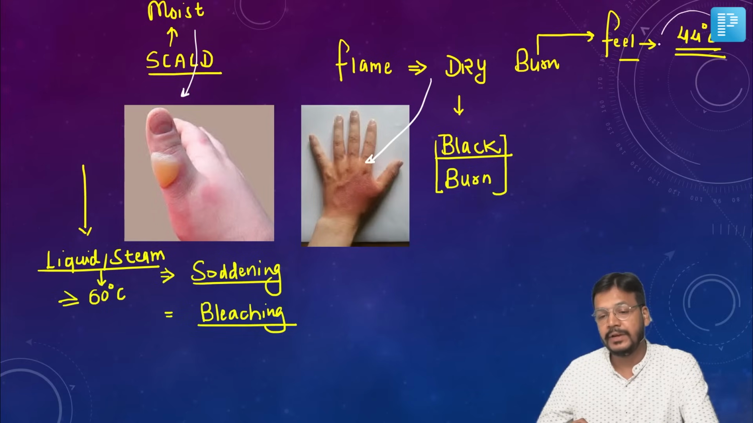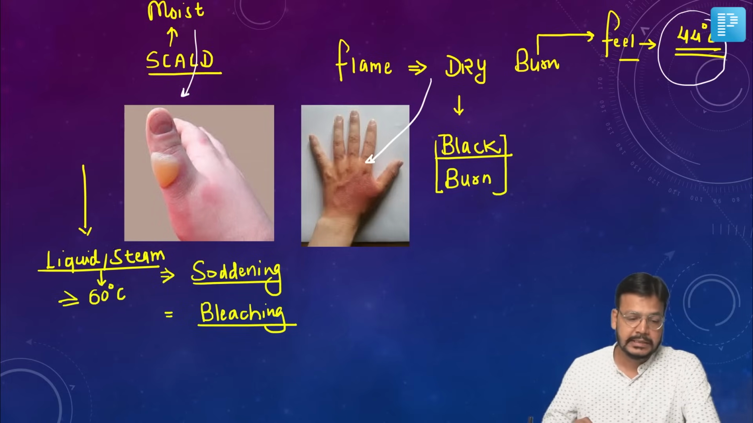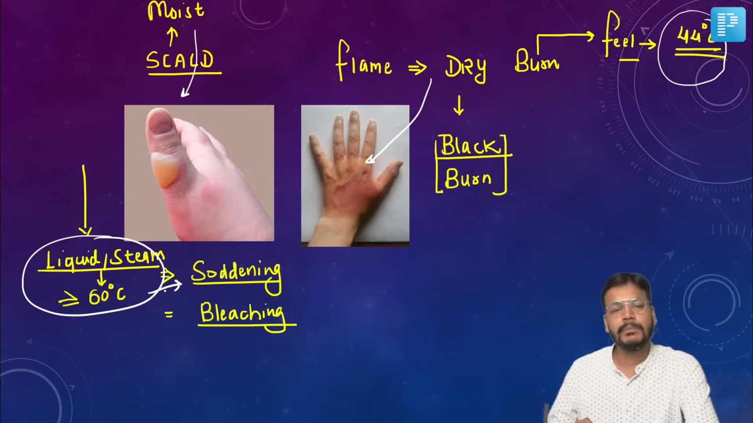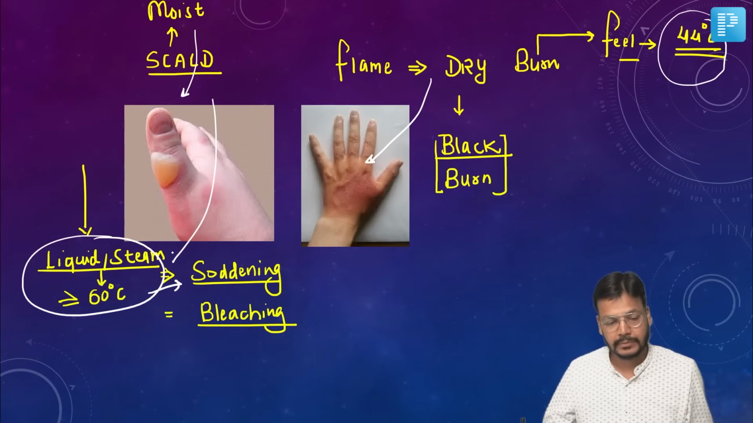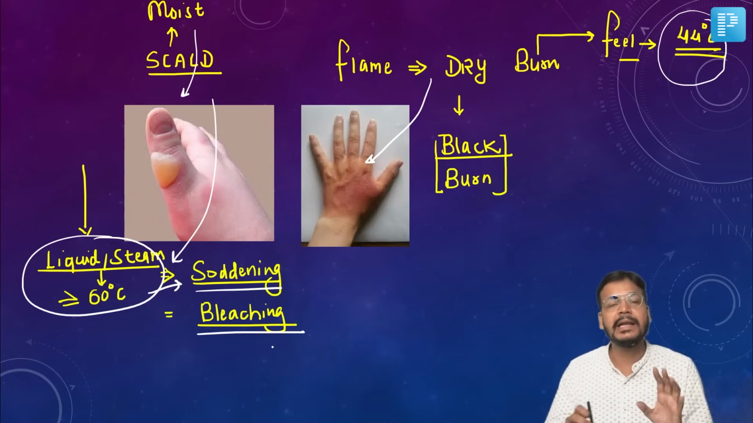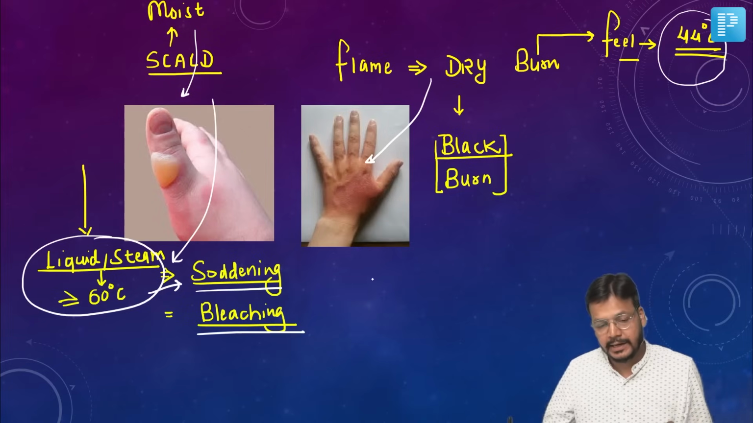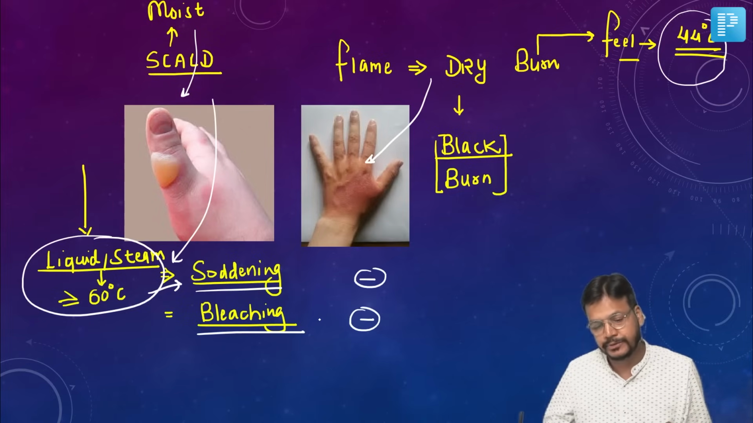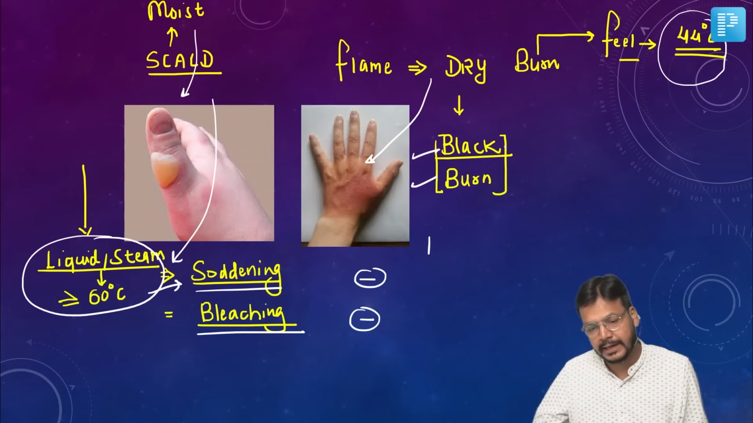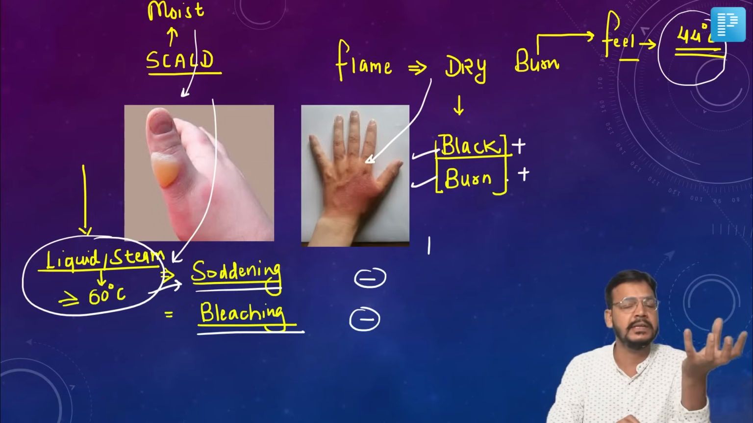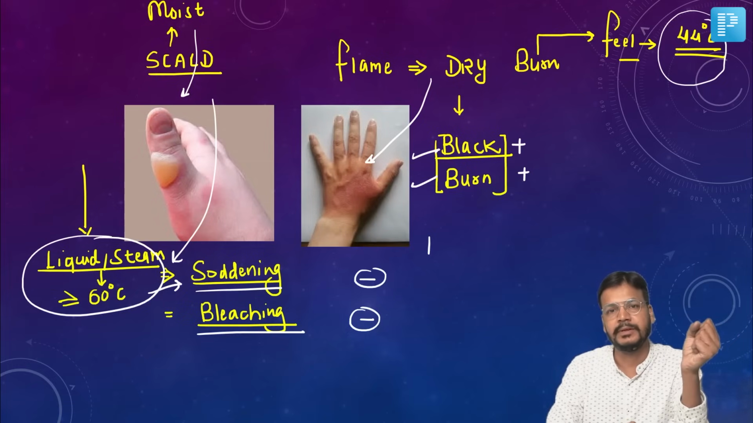Sir, this is a moist burn, scald, and this is a dry burn, flame. When do you start feeling burn? At 44 degrees centigrade. Sir, when liquid and steam are above 60 degrees, that is scald, and in scald we have sodening and bleaching present. Here in dry burn, sodening and bleaching absent. Dry burn is a flame burn. So in flame burn, there will be blackening present as well as burning present. Burning of hair is singeing of hair. That is a dry burn, flame burn.